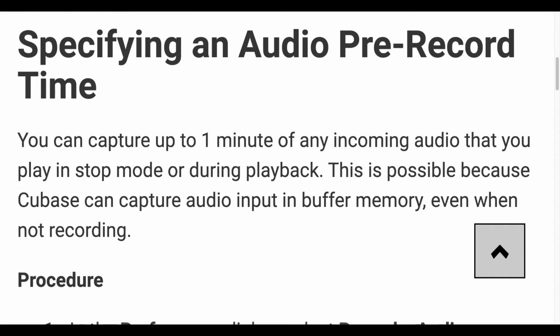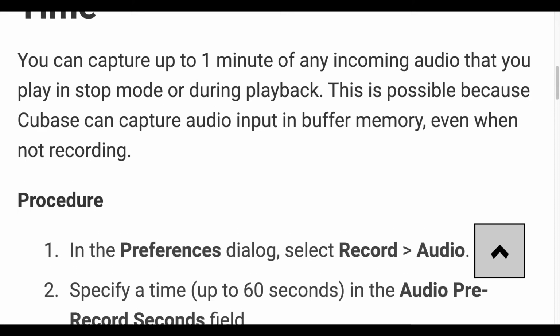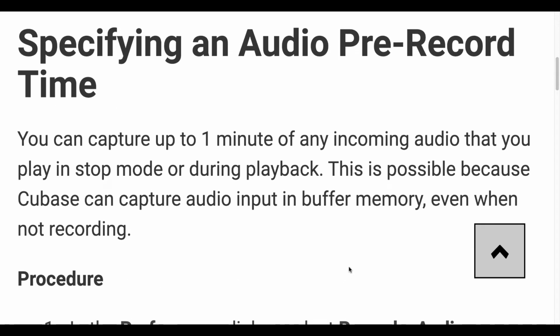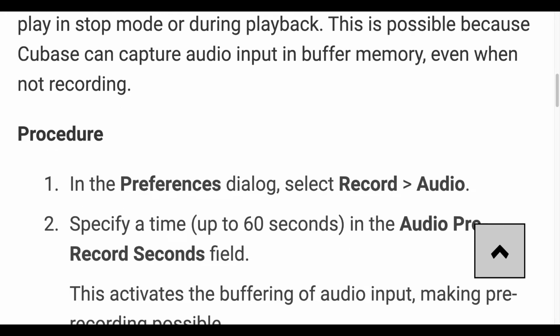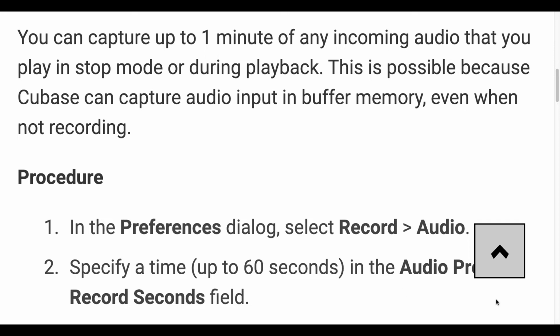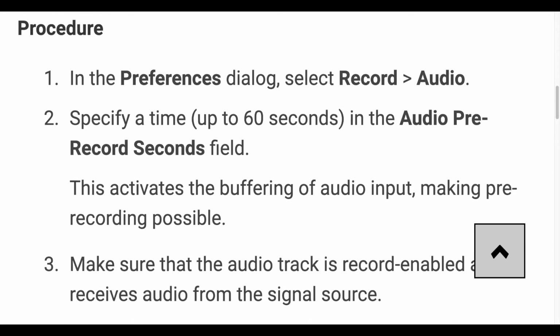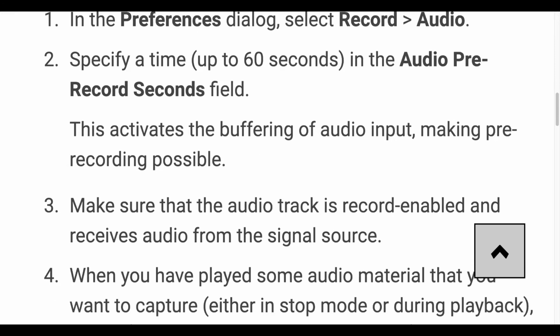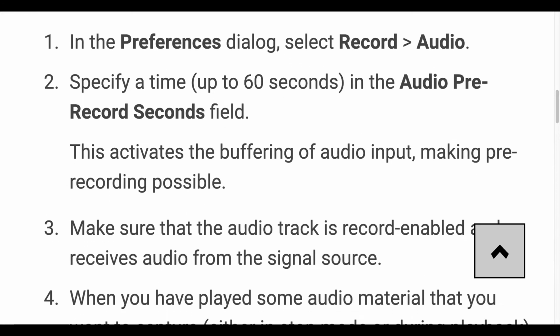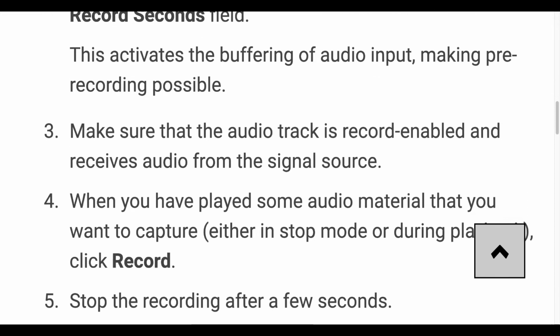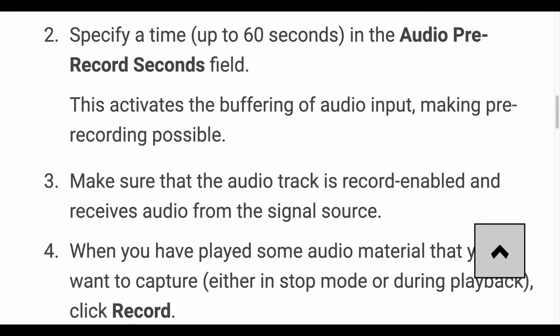Specifying an audio pre-record time. You can capture up to 1 minute of any incoming audio that you play in stop mode or during playback. This is possible because Cubase can capture audio input in buffer memory, even when not recording. Procedure. In the Preferences dialog, select Record Audio. Specify a time, up to 60 seconds, in the Audio Pre-Record Seconds field. This activates the buffering of audio input, making pre-recording possible.